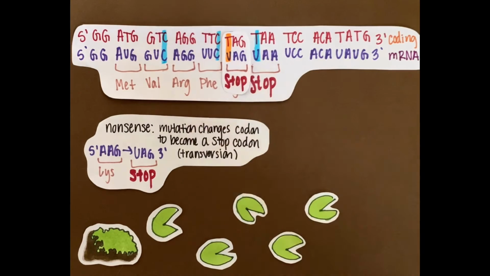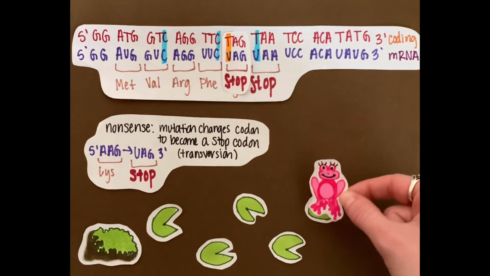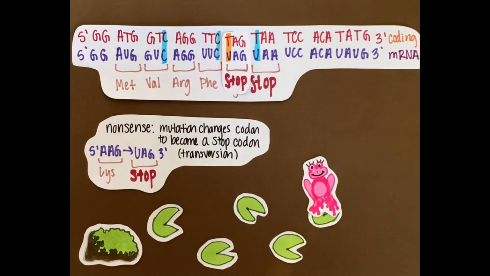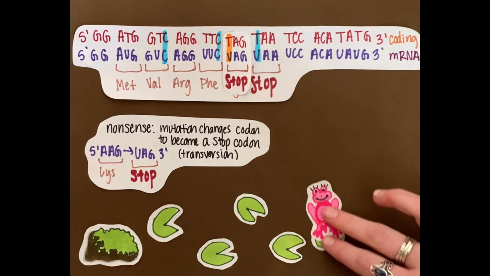Because this mutation resulted in a premature termination of translation by changing a normal codon to a stop codon, it is a nonsense mutation. The frog is once again unhappy because she has to stop prematurely before making it to the normal stop codon.